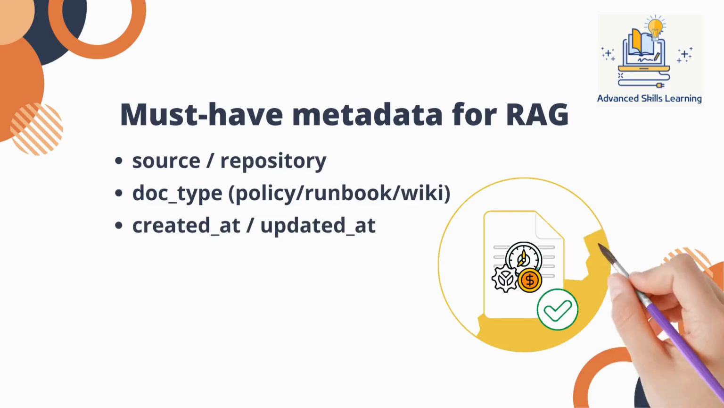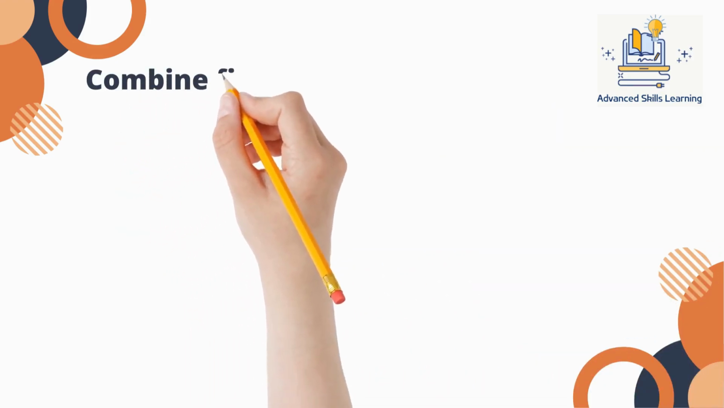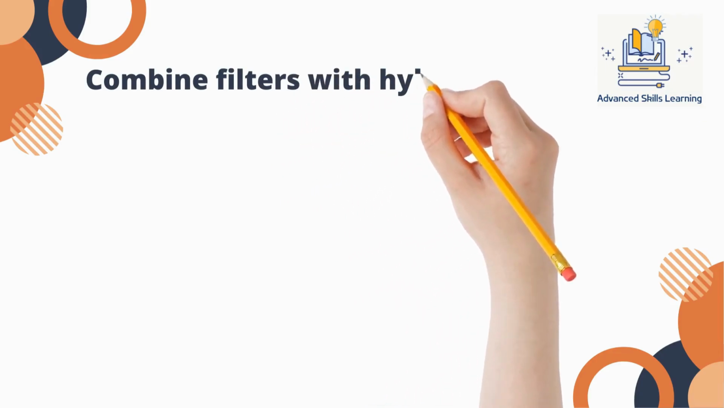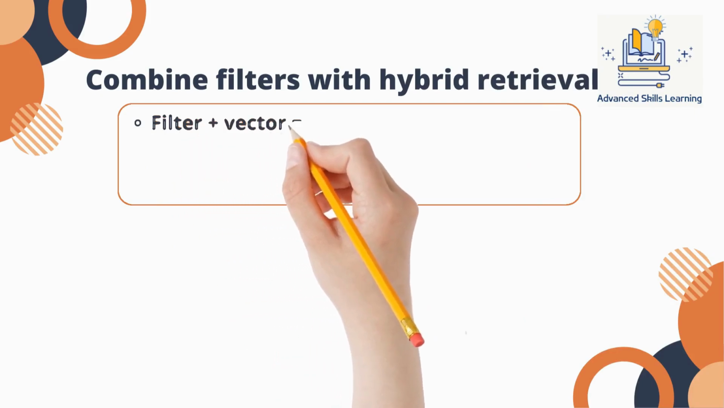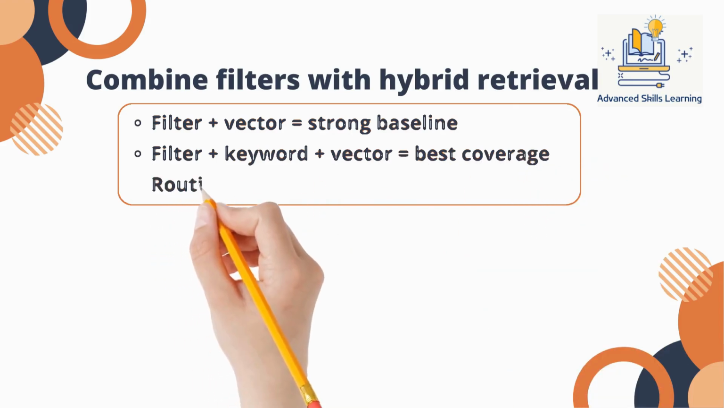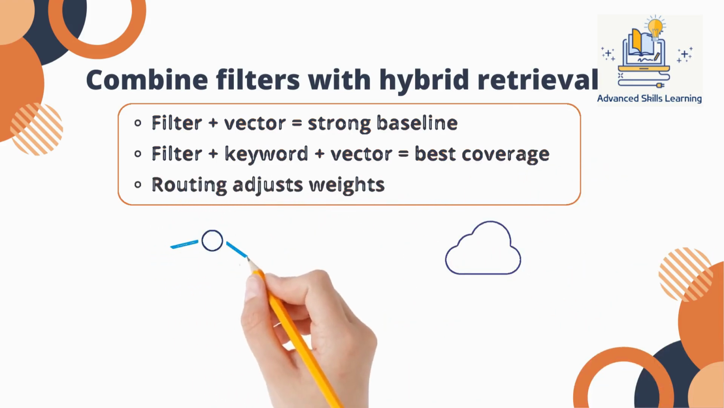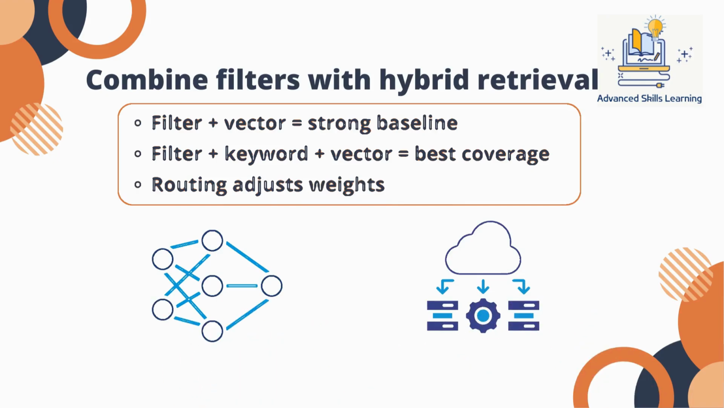Metadata filtering becomes even more powerful when you combine it with hybrid retrieval. First filter by metadata, then retrieve using both keyword and vector search, and merge results. That gives you strong coverage across both exact match queries, like error codes and identifiers, and semantic queries, like how-to and explanation questions. Routing rules can adjust weights based on what the user asked.